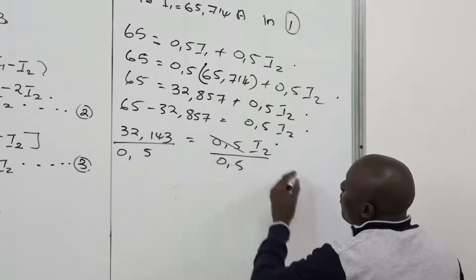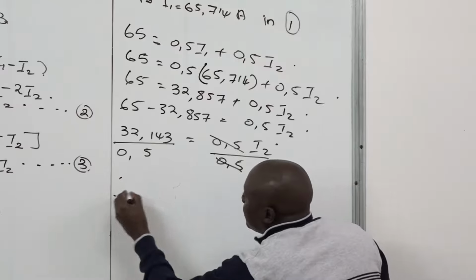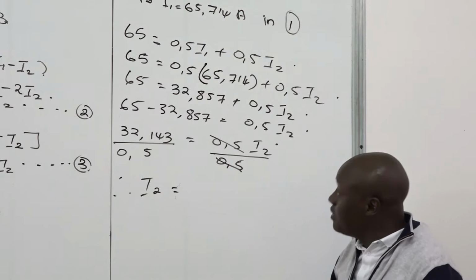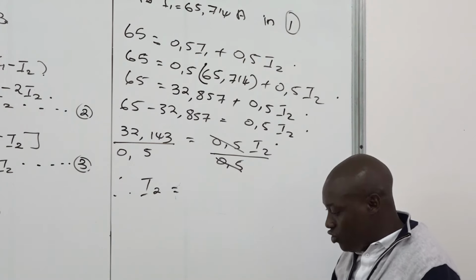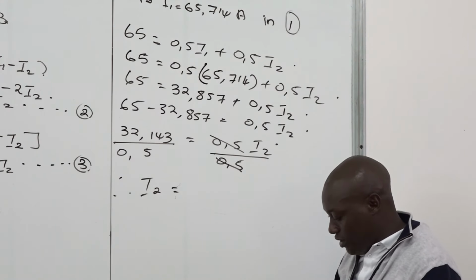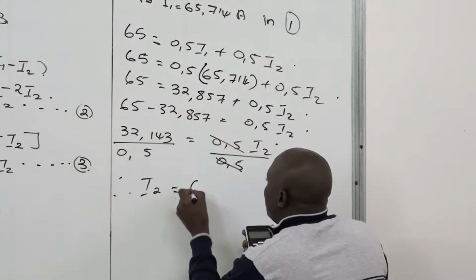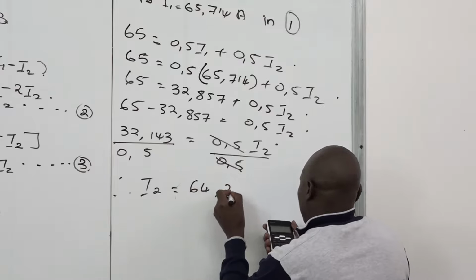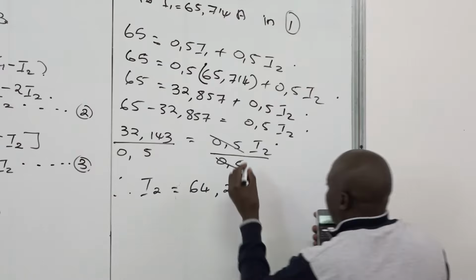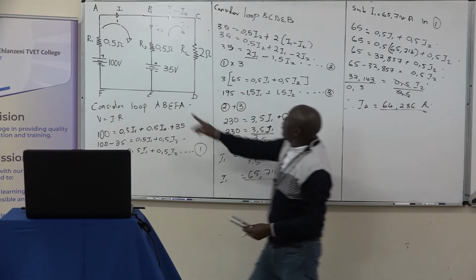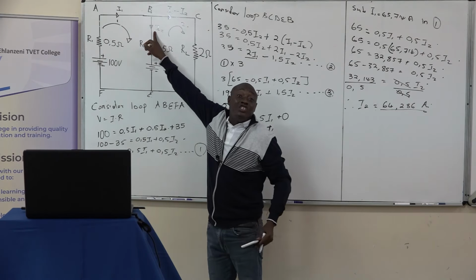The 0.5 and 0.5 will cancel each other, and therefore I2 will be 32.143 divided by 0.5, and the answer there will be 64.286 amperes. So now I have found the values of I1 and I2.